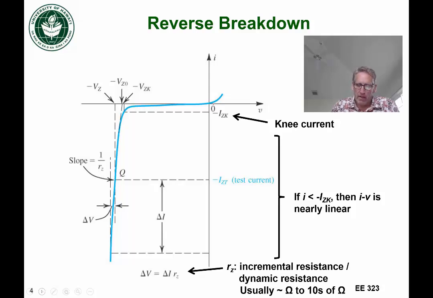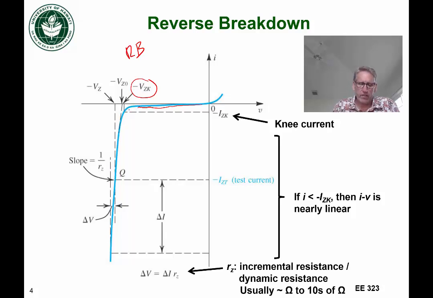First of all, we're only looking in the reverse bias region here, right? And the current stays pretty low until we get to a voltage, which is approximately called the knee voltage here. That's what this VZK stands for. So V Zener, the knee voltage. And that's kind of about the voltage where the diode will turn on.